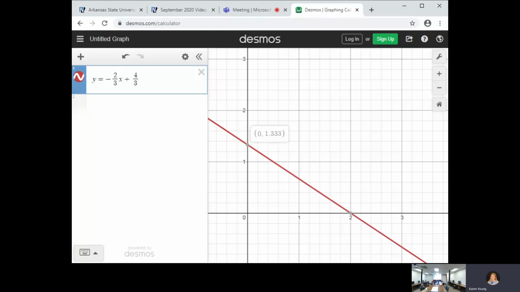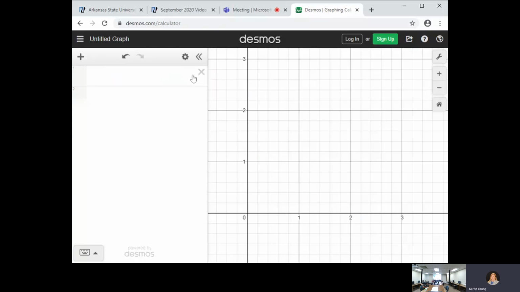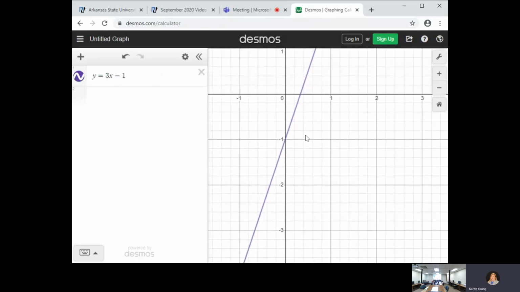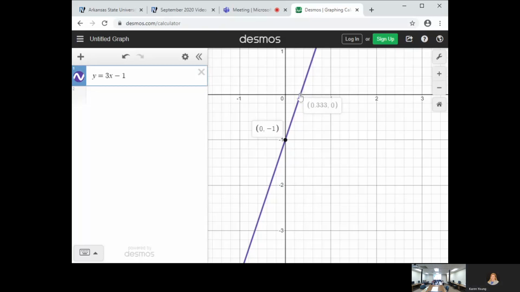I can change it from that one. I can add y equals 3x minus 1. And so again, you just click on the screen and you can move it. Here's my y-intercept. There's my x-intercept. It makes it very easy to find them, if you don't want to do it algebraically. All right, so questions.